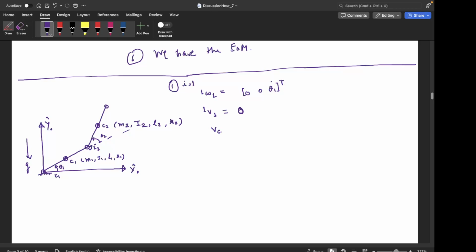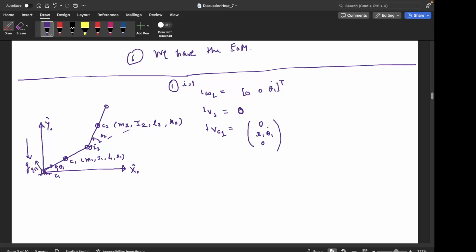Then we have the velocity of the center of mass of the first link in the first frame. Basically this C1 is the point rotating with theta 1 dot at a distance r1 from the axis, so it is 0, r1 theta 1 dot and then 0. Note that this velocity is written not in the base frame, that is not in x0 and y0, but in the first frame, which is rotating with the link.